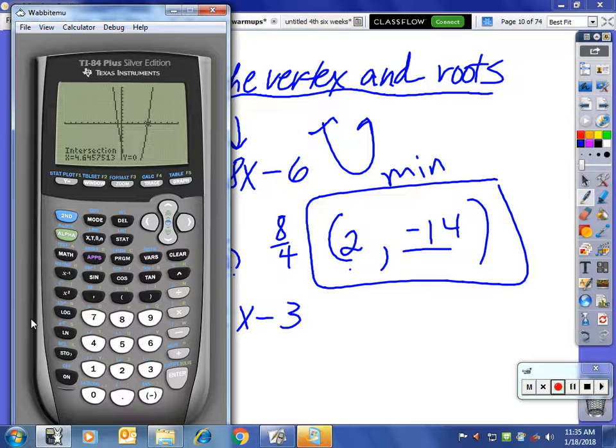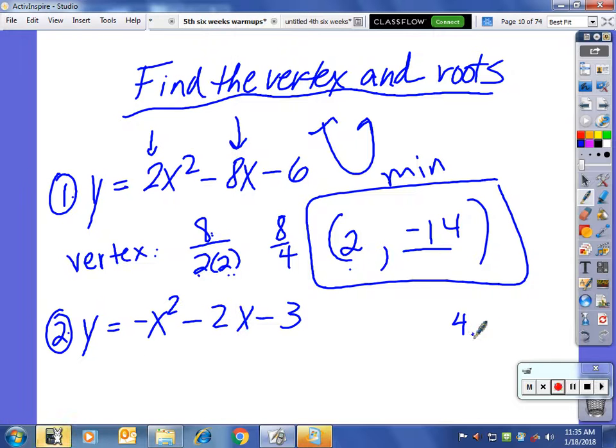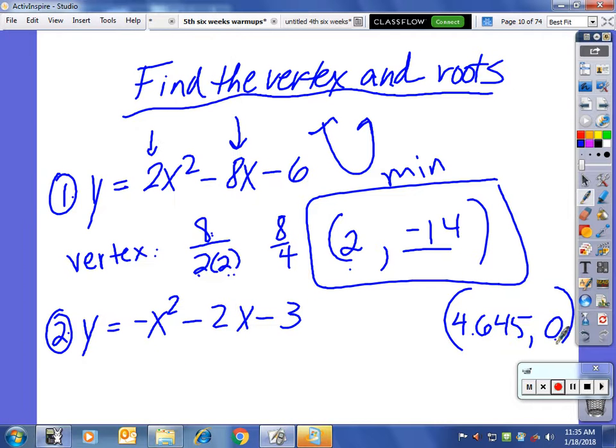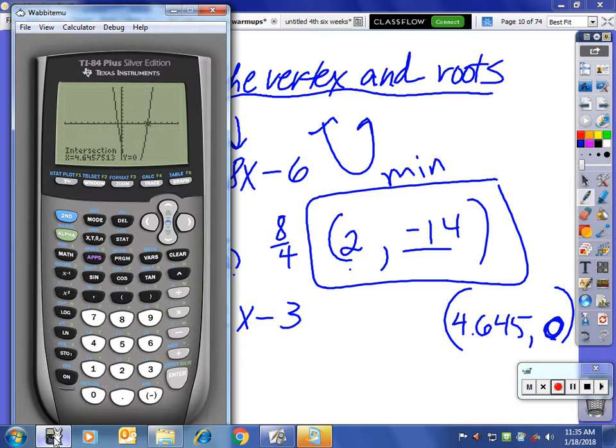Right, so I would write 4.645. What's the y value that goes with that? 0, because these are what? What are these called? Otherwise known as zeros. They're called zeros because it's when the y value is a 0. You can just put x equals. Absolutely.